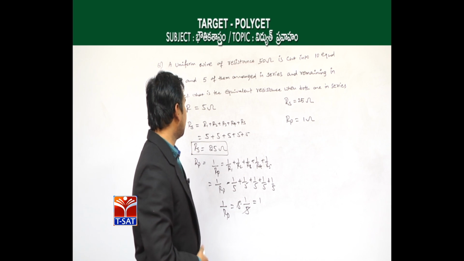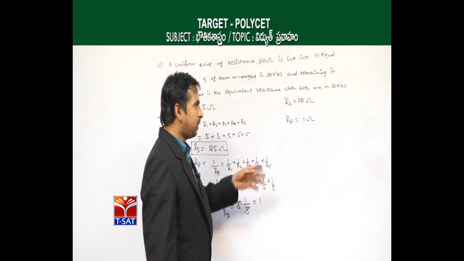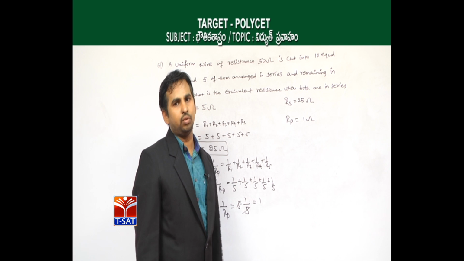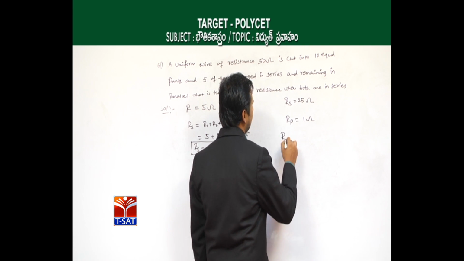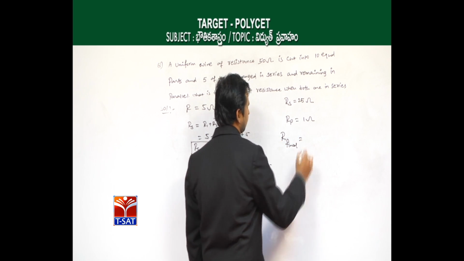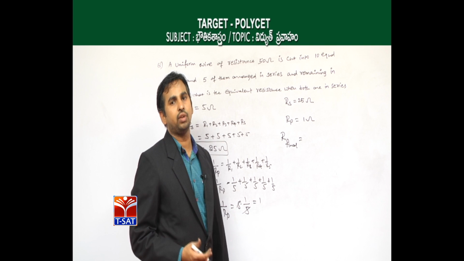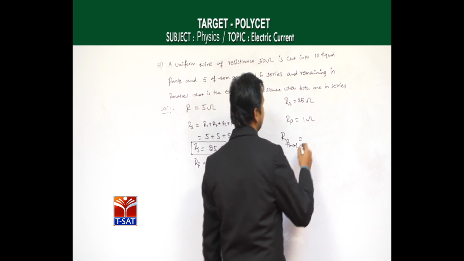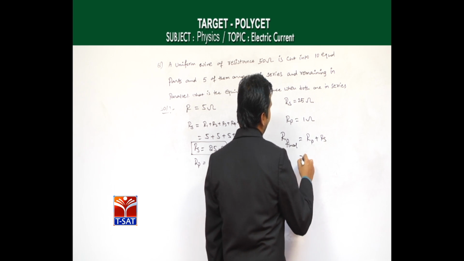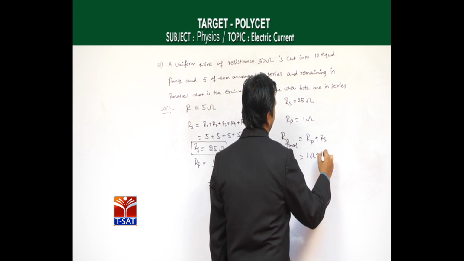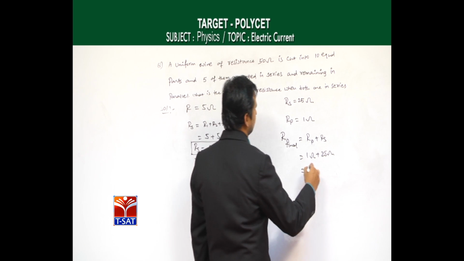Now, finally, what they are asking is the equivalent resistance when both are connected again in series. So the Rs value and the Rp value are again arranged in series. In series connection we directly add both resistances, so the final resistance is Rp plus Rs. Rp is 1 ohm and Rs is 25 ohms, so finally it becomes 1 plus 25, a total of 26 ohms.